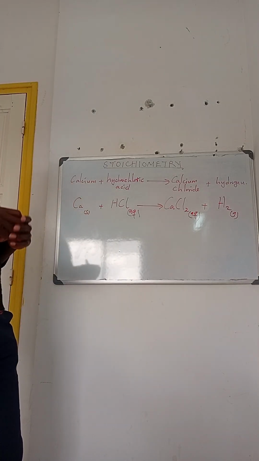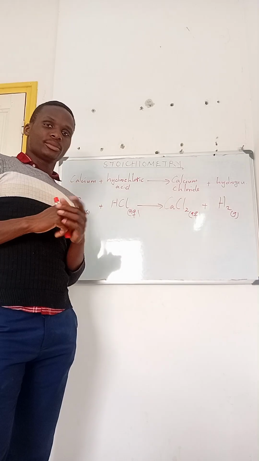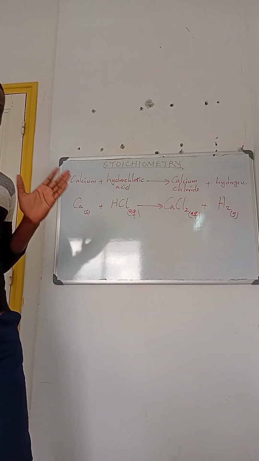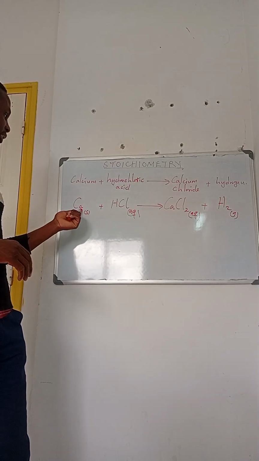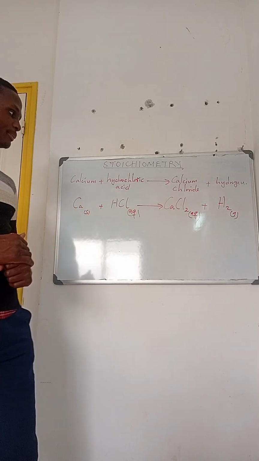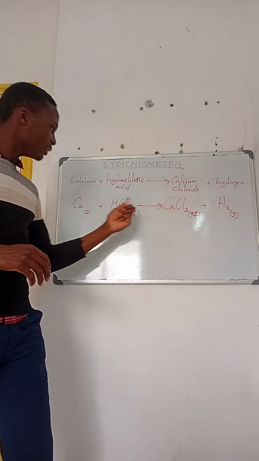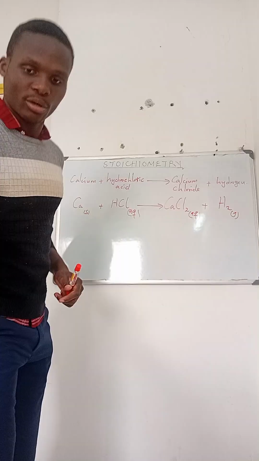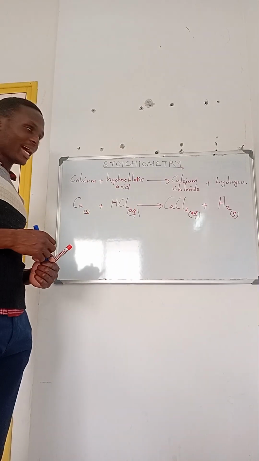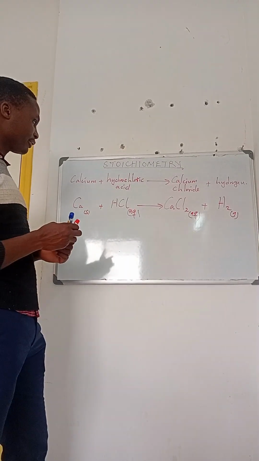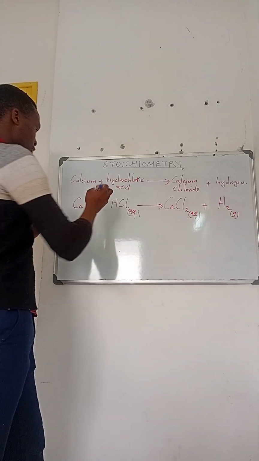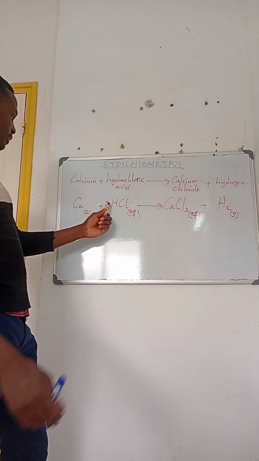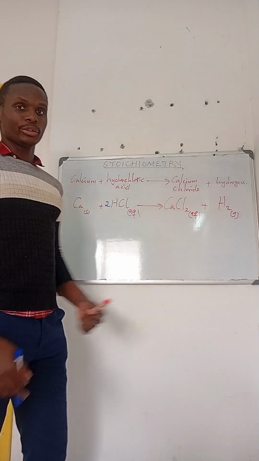Then the last step is to make sure that the atoms of each substance are balanced on both sides of the equation. For the calcium, we have 1 and 1. For the chlorine atoms, here we've got 1, here we've got 2. So there must be 2 molecules of hydrochloric acid, so that we will have 2 atoms of chlorine. So we put 2 here. How many hydrogen atoms? We now have 2. Here we also have 2.